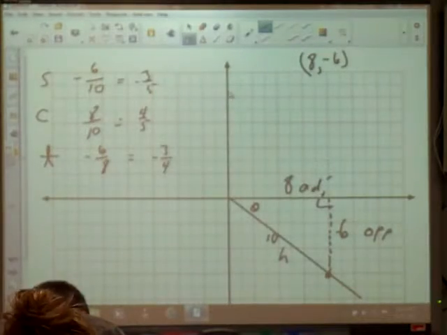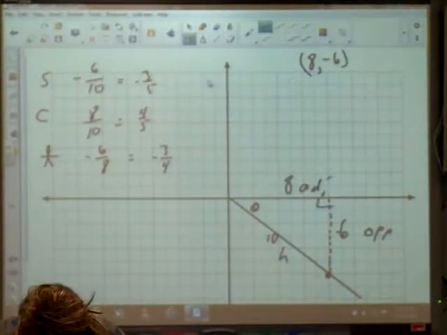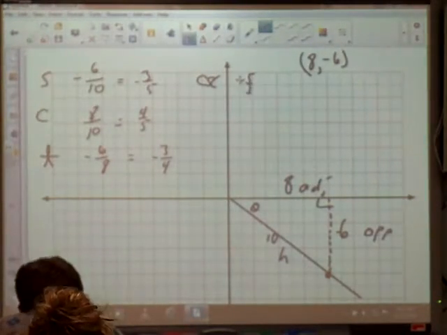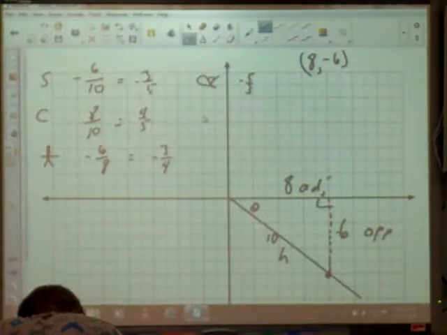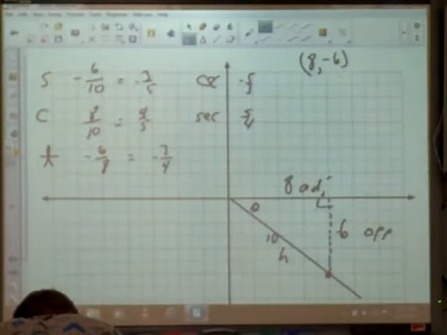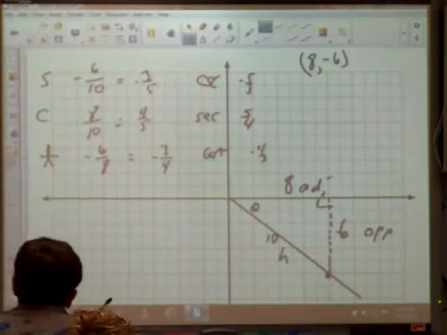Okay, we're going to flip those for our reciprocal ones now. What was the reciprocal of sine called? Cosecant, very good. So it'll be -5/3. What was the reciprocal of cosine? Secant, very good. So that'll be 5/4. And then cotangent, very good. Will be -4/3.